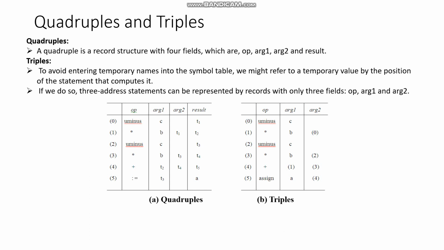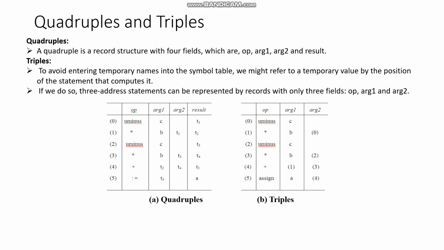The next is a triple. To avoid entering temporary names. Just now what I said, temp 1, I am going to assign the temporary value to the result. So this we have to avoid. To avoid entering temporary names into the symbol table, we might refer to a temporary value by the position of the statement that computes it. If we do so, the three address code statements by the records will have only three fields, because the last one, result, is omitted. So operator, argument 1 and argument 2.